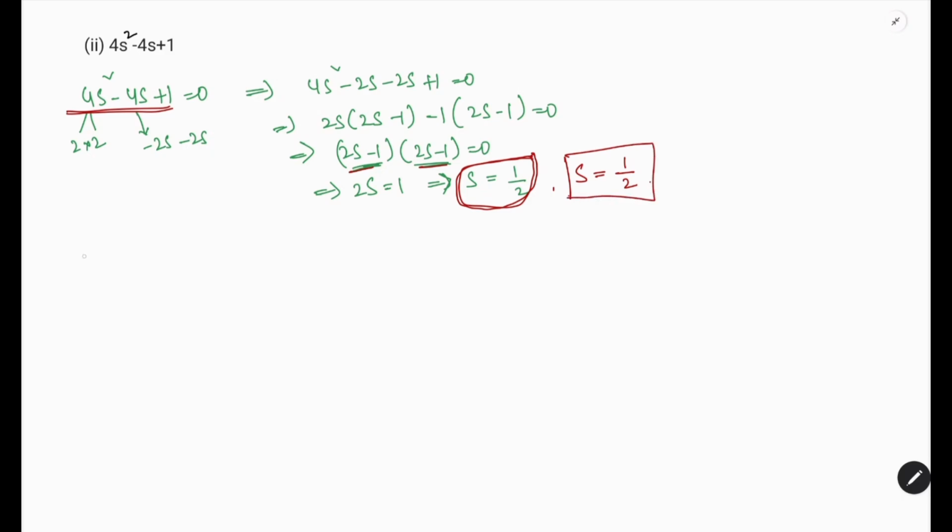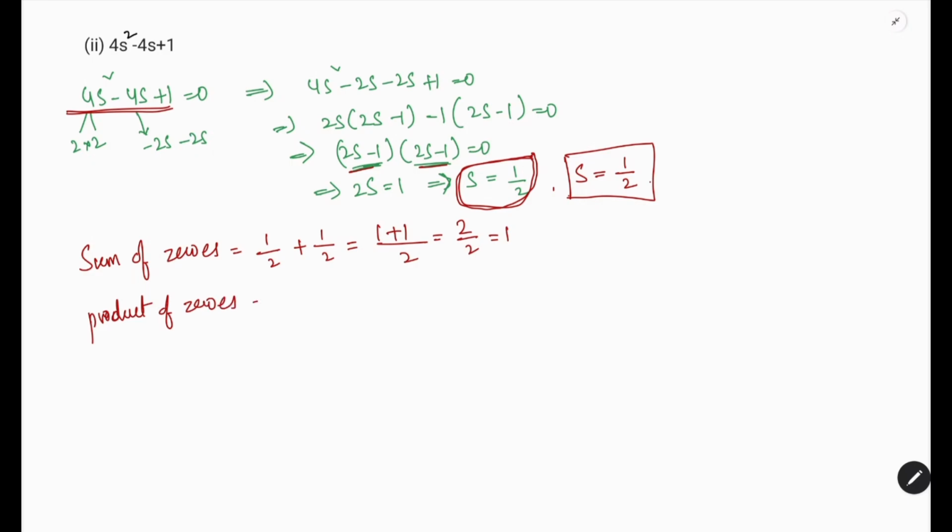We will find the sum of zeros. Sum of zeros equal to 1 by 2 plus 1 by 2, take LCM 2, equal to 1 plus 1 equal to 2 by 2 equal to 1. Now product of zeros equal to 1 by 2 into 1 by 2 equal to 1 by 4.